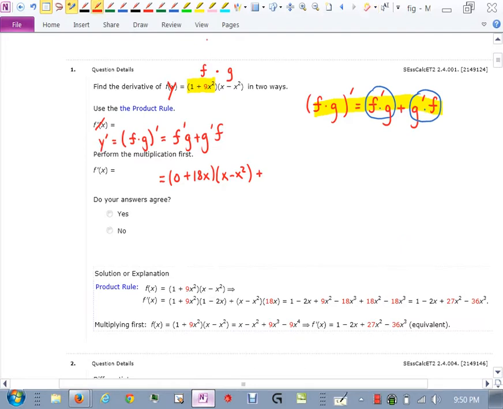Plus, now I need g prime. So I need the derivative of this g up here. The derivative of x is 1, minus the derivative of x squared is 2x. And now I just need to write f next to that. So f was 1 plus 9x squared. To reiterate, this is f prime, this is g, so times g, plus this is g prime, and this is f. And now all I have to do is simplify this.